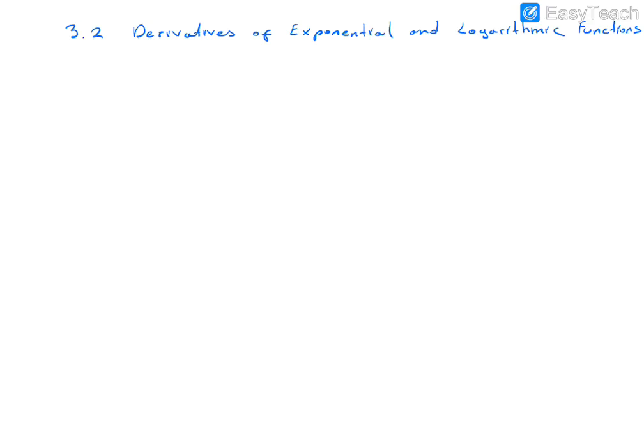e is some fixed number, which is 2.718, etc. Okay, this is the exponential function. And the inverse of the function e to the power x is the natural logarithmic function, which is ln x. So the inverse f inverse of x is ln x.